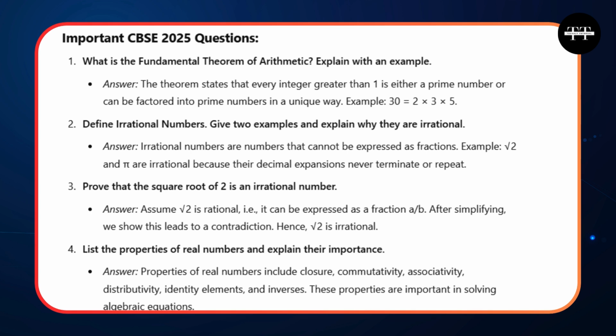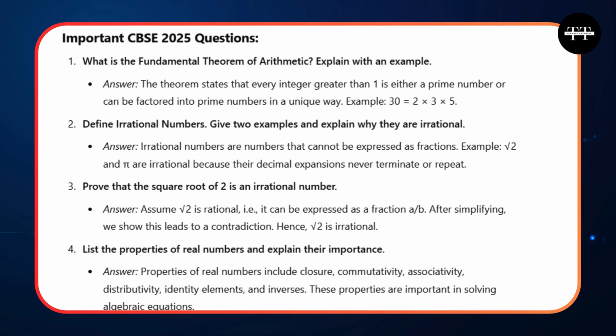2. Define irrational numbers. Give 2 examples and explain why they are irrational. Answer: irrational numbers are numbers that cannot be expressed as fractions. Example: √2 and pi are irrational because their decimal expansions never terminate or repeat.